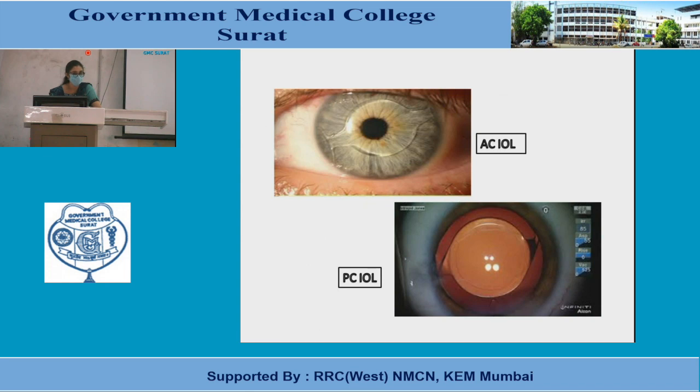It is fixated in the angle, but because of the position, the haptics continuously irritate the angle, and that can result in keratopathy. It can result in secondary corneal decompensation. Because of the constant rubbing on the iris, it will result in low-grade inflammation or iritis. And because of this, it can result in secondary glaucoma. So these are the commonest complications of your anterior chamber IOL, that is uveitis, secondary glaucoma, and corneal decompensation or keratopathy.